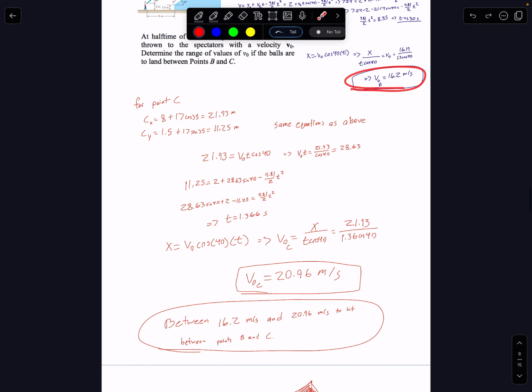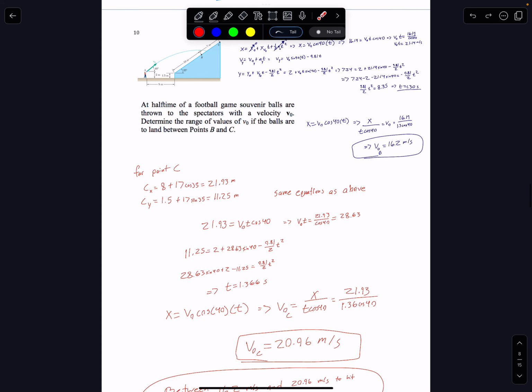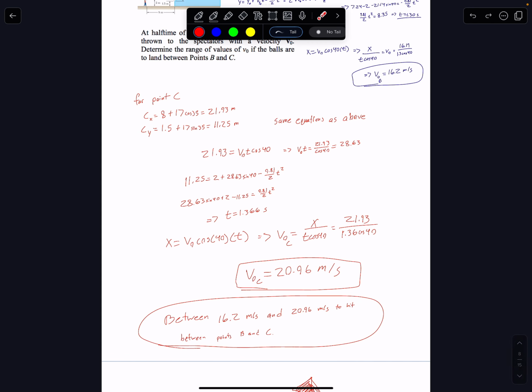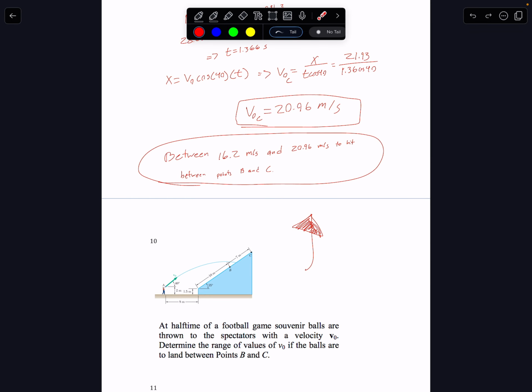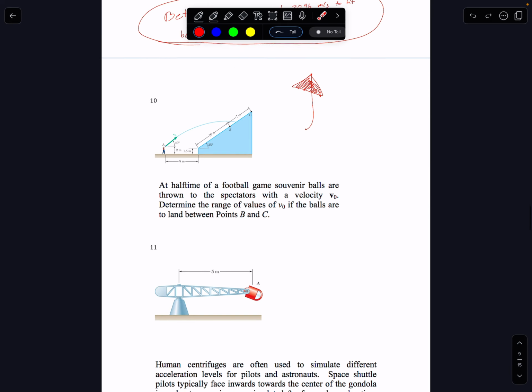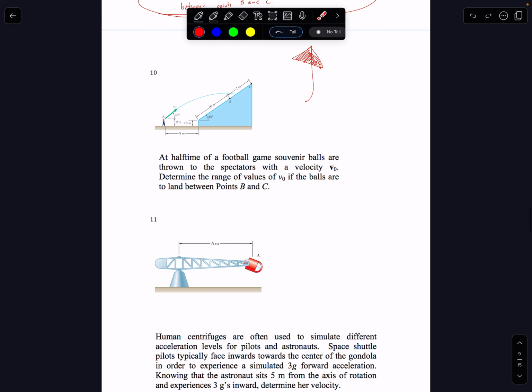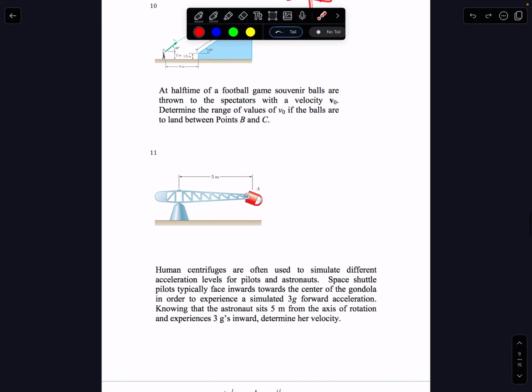And then we do the exact same thing for C. I went through the exact same process, finding the values we have to get to, height and distance, and then literally the exact same process. This is the exact same thing as there, just a little bit different numbers, and we need to fire between 16.2 meters per second and 20.96 meters per second. That is that problem there, just to give space.